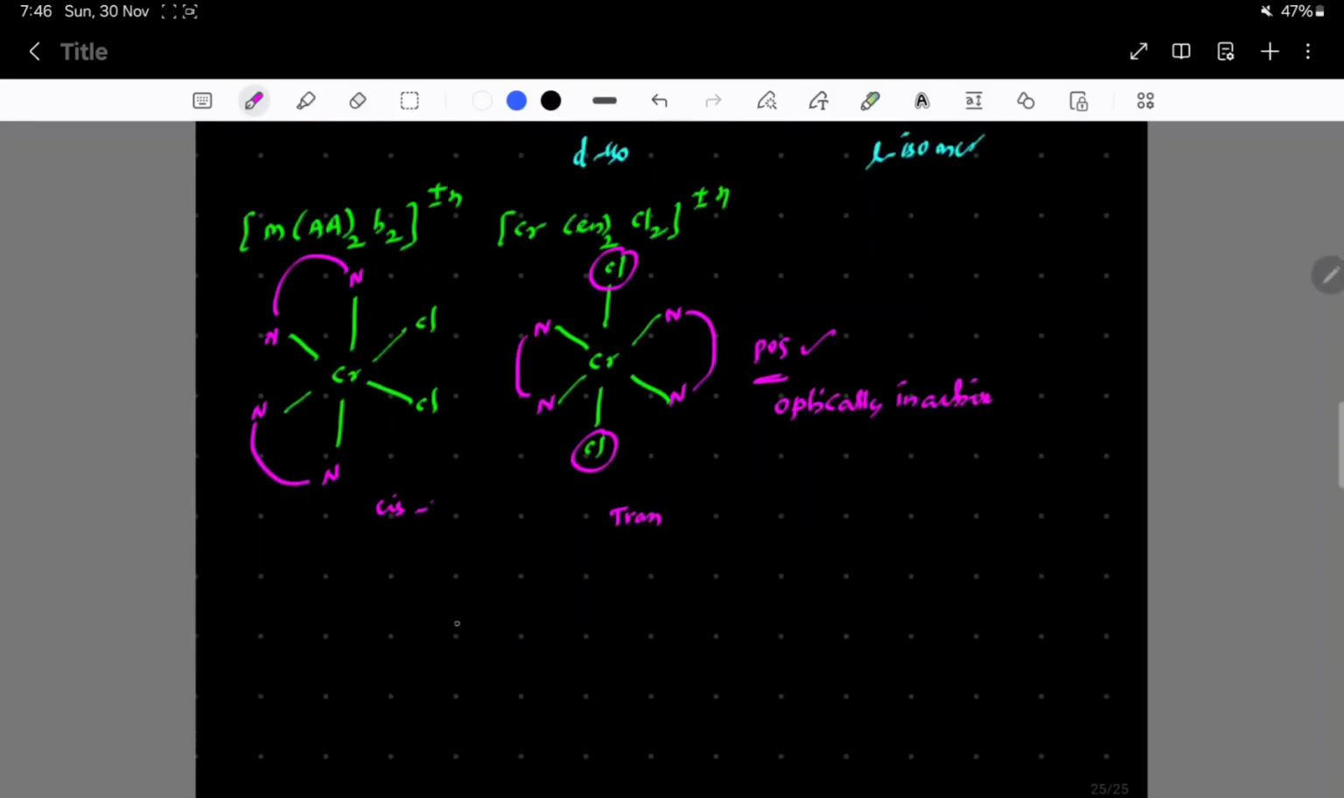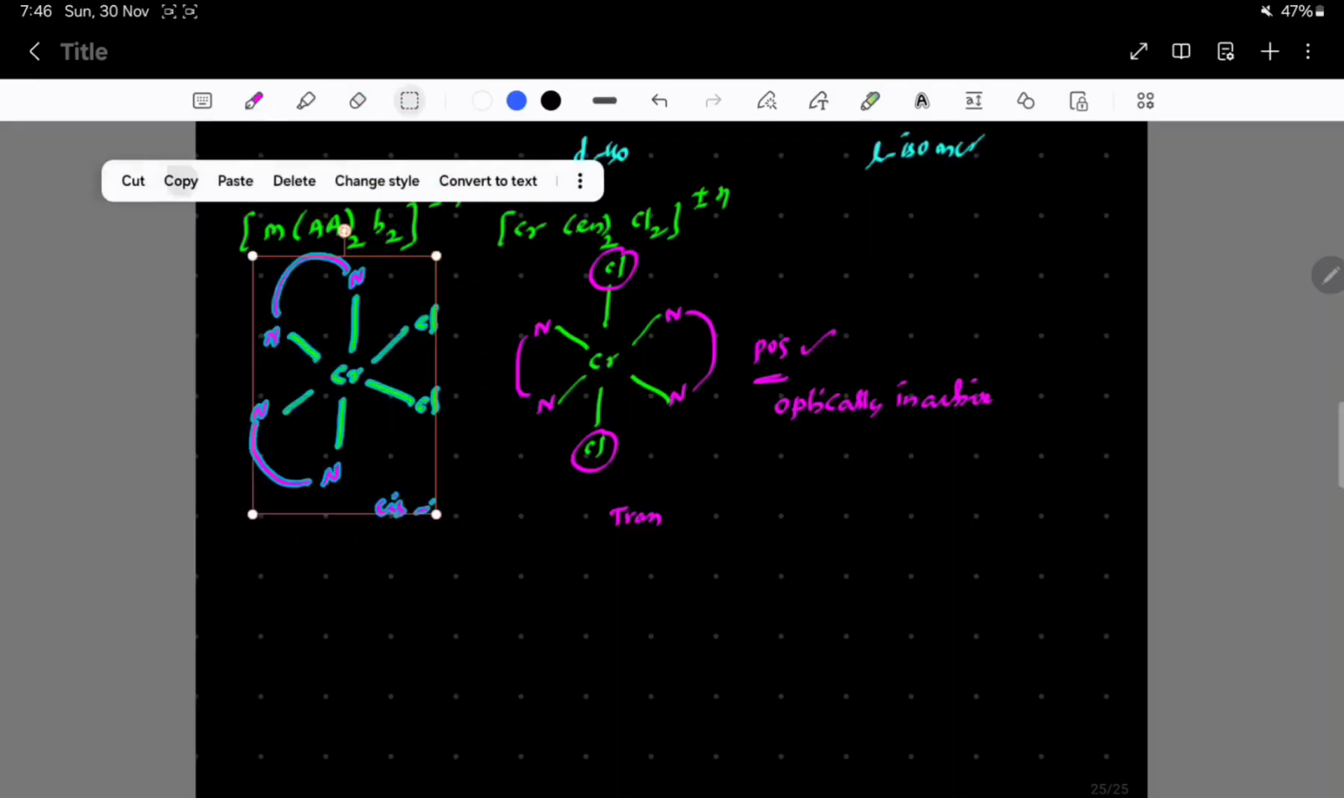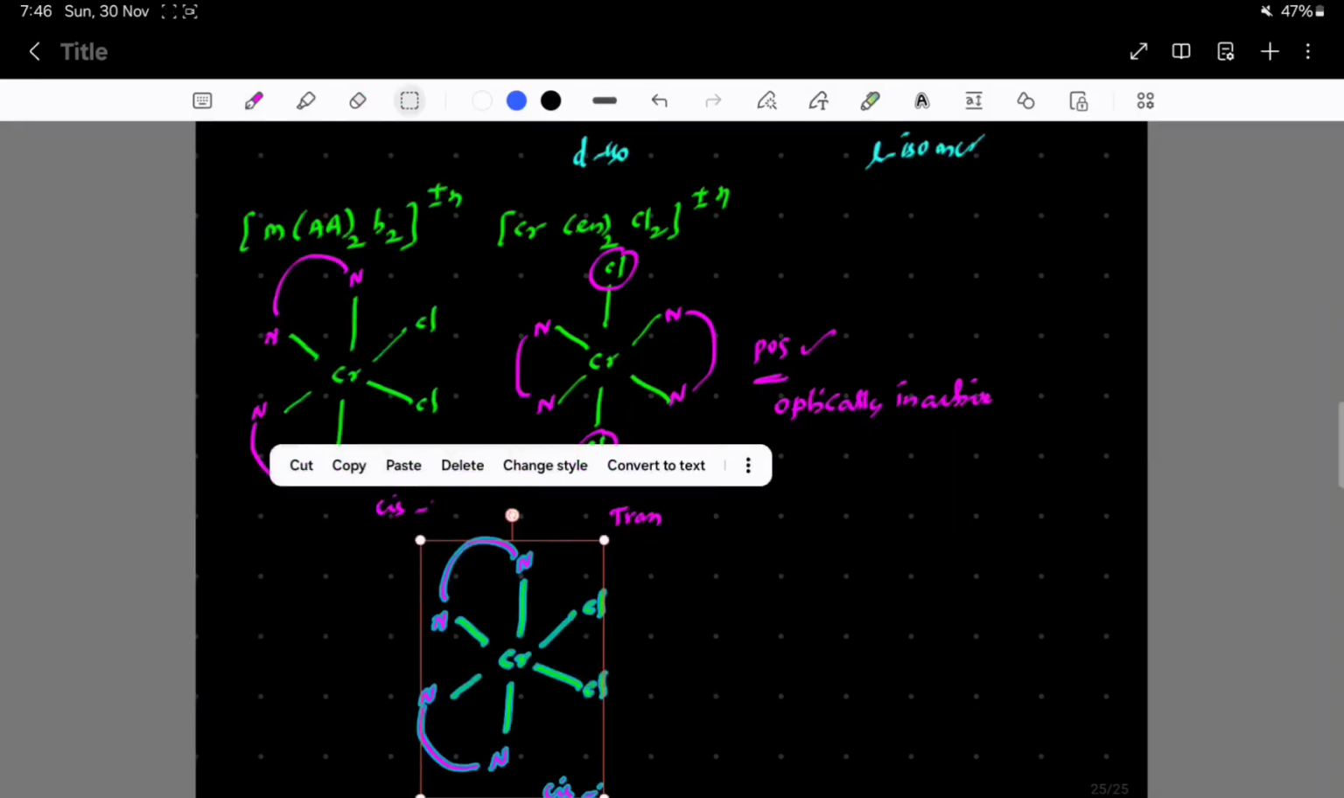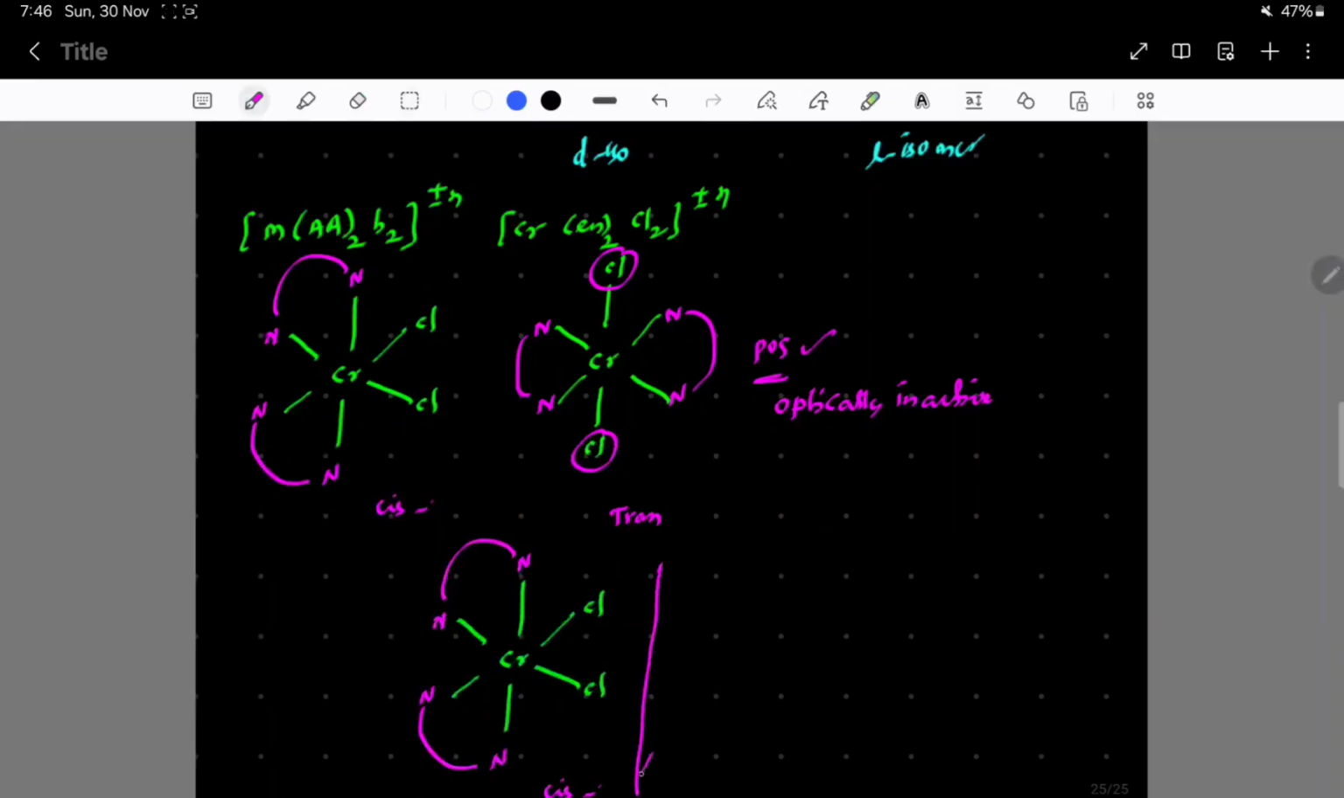I will write this mirror image combination. I will copy this diagram here, student. Now this is the diagram I am copying. Now I am pasting, and now I will take its mirror image. You can check, student: this is the chromium, our central metal.